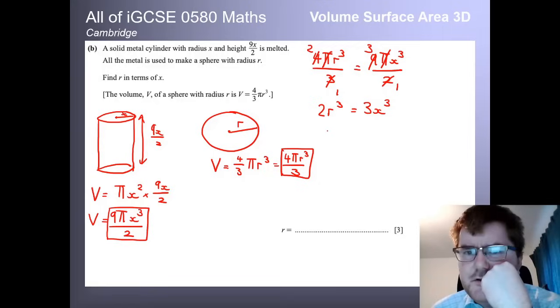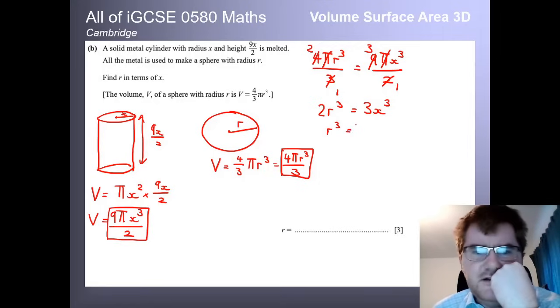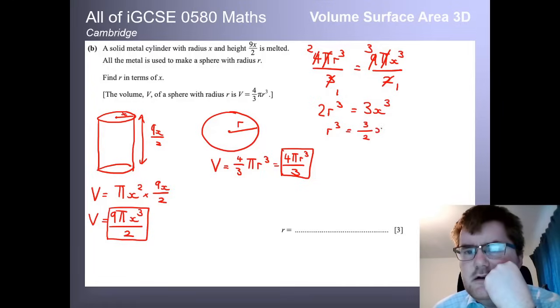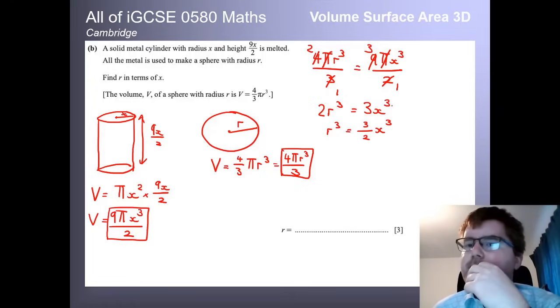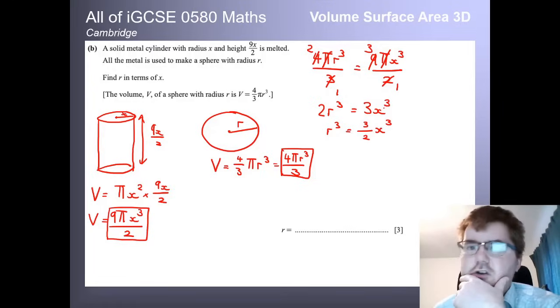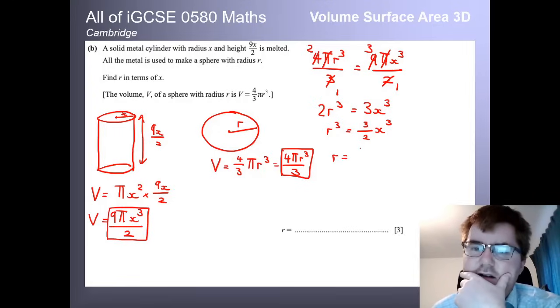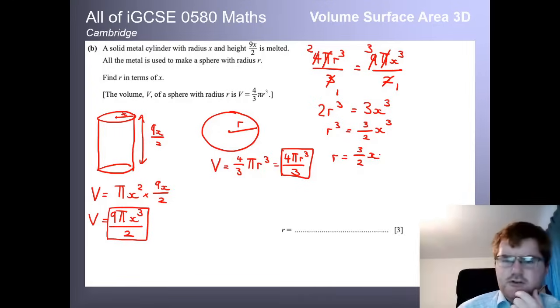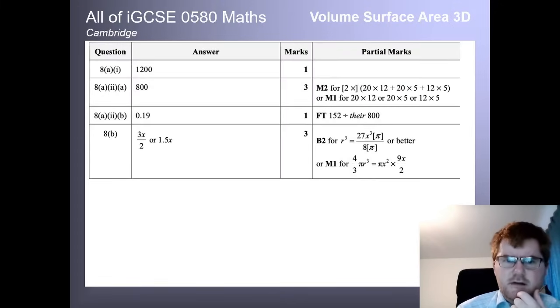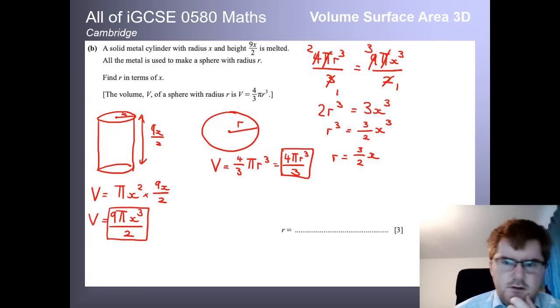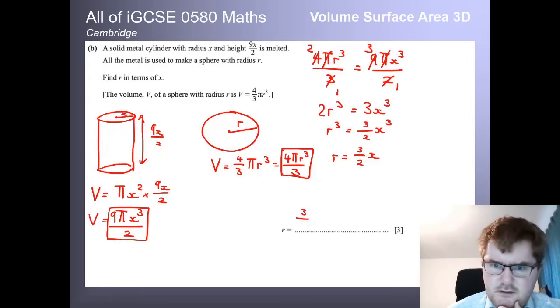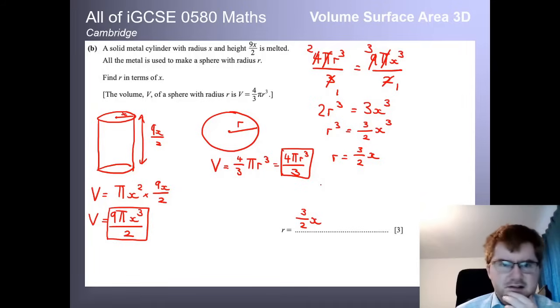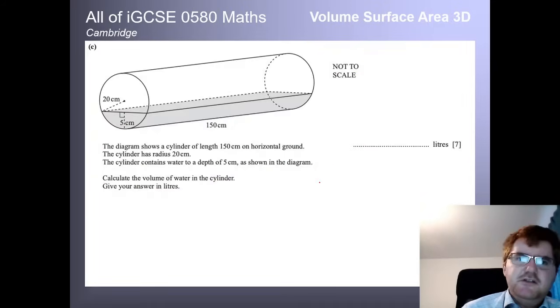Okay. So at this point, what can we do? Well, we can divide by 2 here. So we get r cubed is equal to 3 over 2 x cubed. And at this point, we can cube root both sides. That leaves us our answer, r equals 3 over 2x. Let's double check that. Yeah, 3x over 2 or 1.5x. Perfect. Super duper. So we can write that in: 3 over 2x.